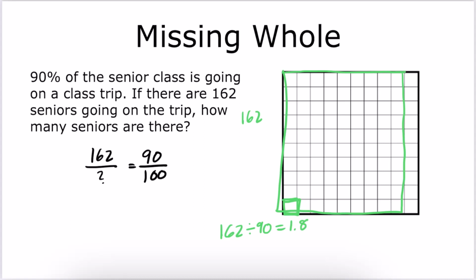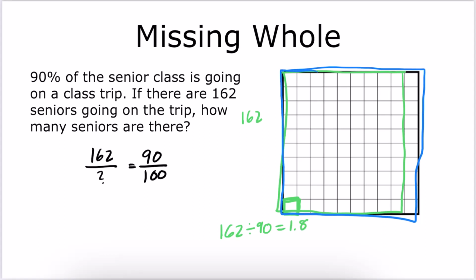And so that tells me that each one of these little squares represents 1.8 of a student. Which obviously you don't actually have decimals of students in real life, but this square is just helping us understand the percentages. And so each percent is equivalent to 1.8 students. And what we want to do is figure out how many seniors there are altogether.